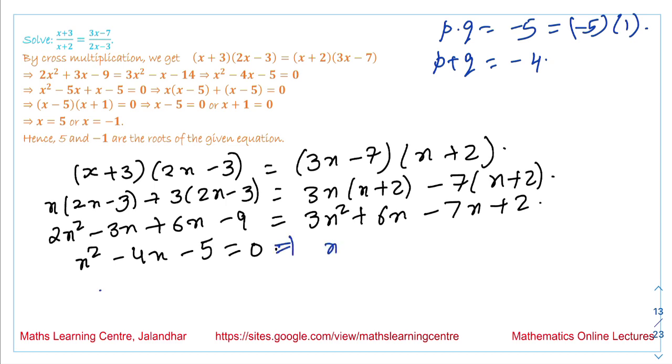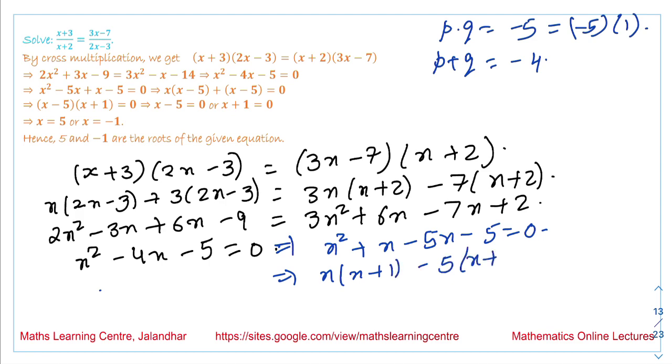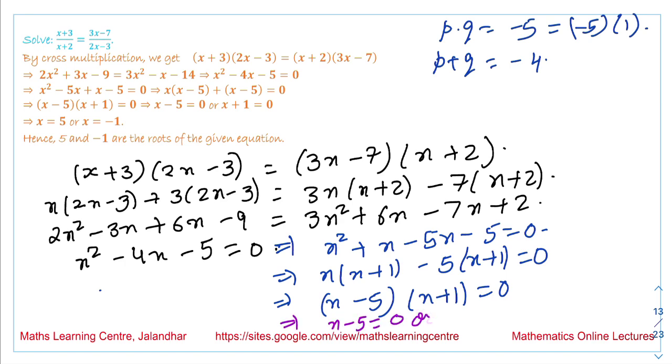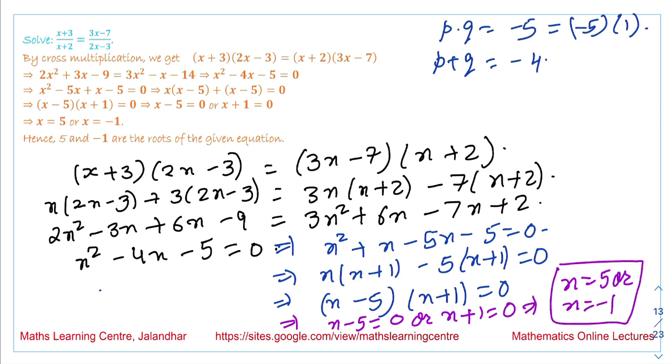So we get x² + x - 5x - 5 = 0. We take x common, so it is x(x + 1). We take -5 common, it is -5(x + 1). So this gives us (x - 5)(x + 1) = 0. So this gives us x - 5 = 0 or x + 1 = 0. This means x = 5 or x = -1. So we are saying that 5 and -1 are the roots of the given equation.